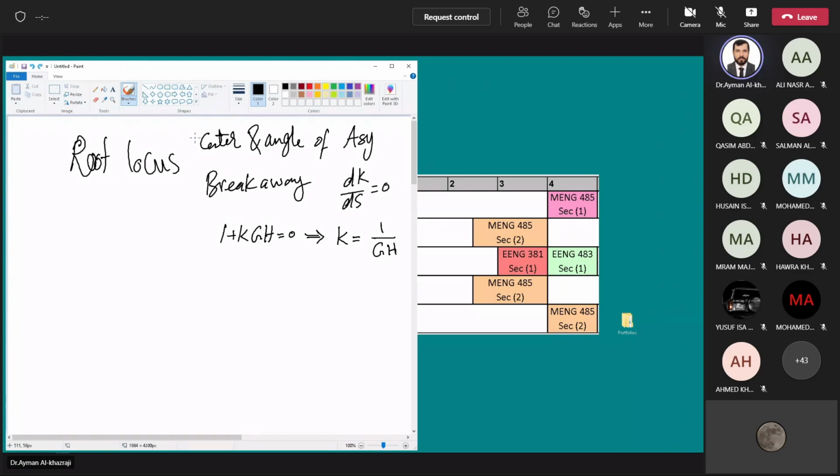Okay, then we said we have this one, we have this one, and what else? We have the intersection with the imaginary axis, the intersection with the j omega. And we have the plot. I ask you at the end to plot the root locus when K is changing from 0 to infinity. Okay, good. So what is the difficulty in this? There is no difficulty, you just need to practice.